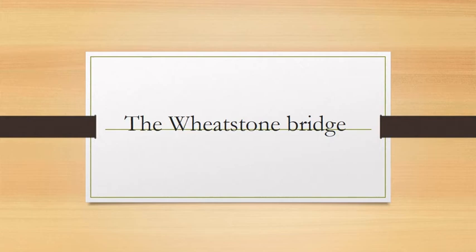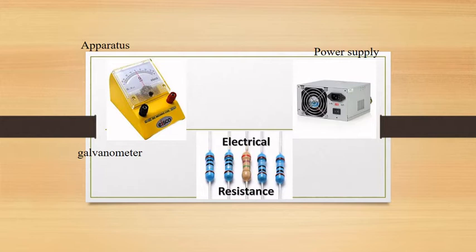Experiment of the Wheatstone bridge. The objective of this experiment is using the Wheatstone bridge to determine an unknown resistance. Apparatus: Wheatstone bridge, power supply, galvanometer, switch, resistance box, connecting wires, and resistor of unknown resistance.